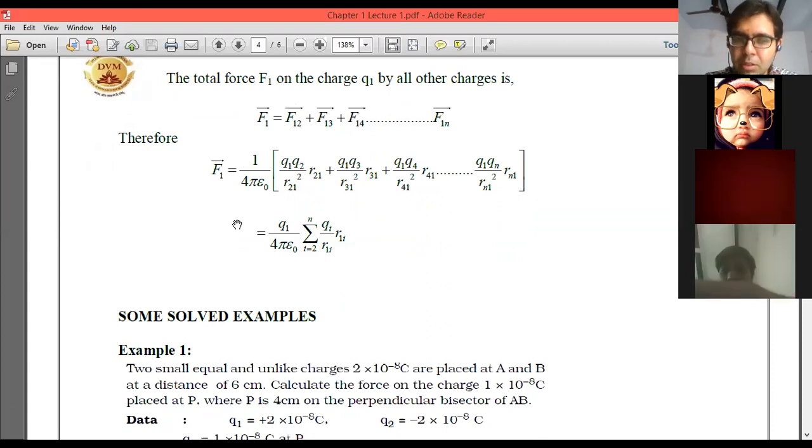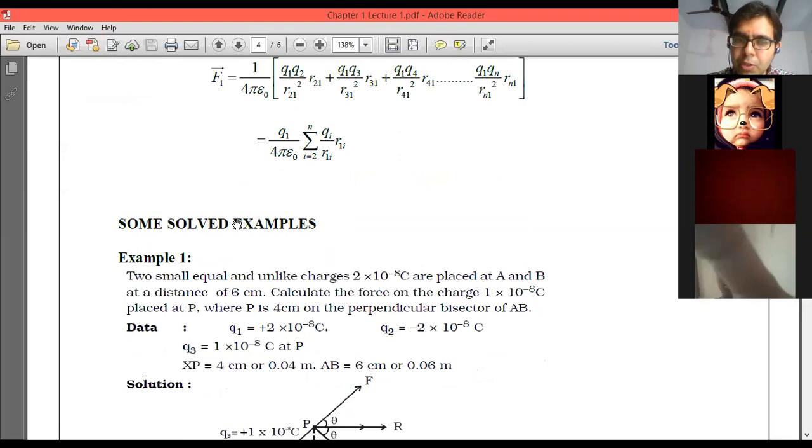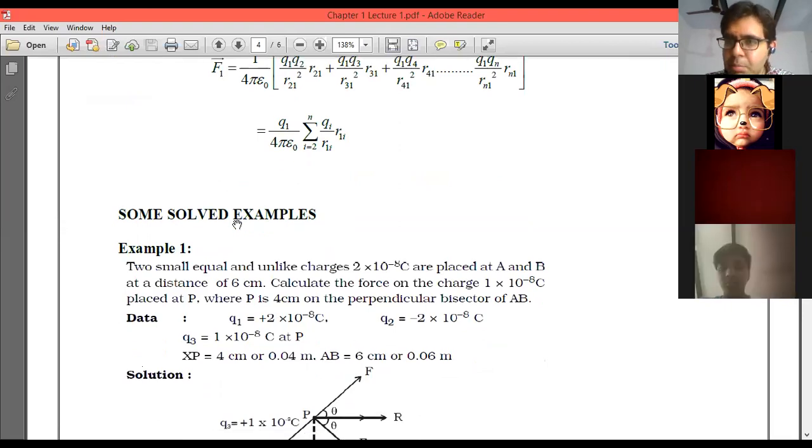So this is the superposition principle for n number of charges which are exerting a force on a given charge. Now, the approach to solve the questions is a bit different, which you have to go through. So let's consider an example and try to solve for the force on a given charge due to the presence of other charges.